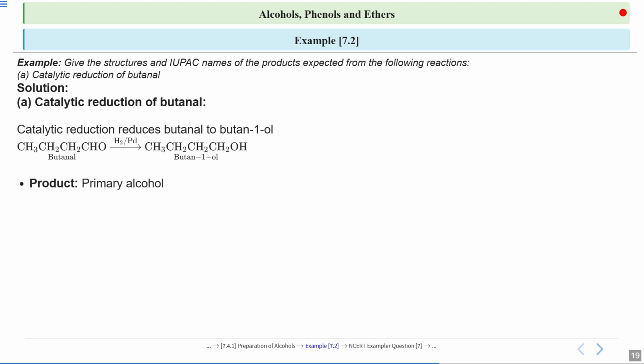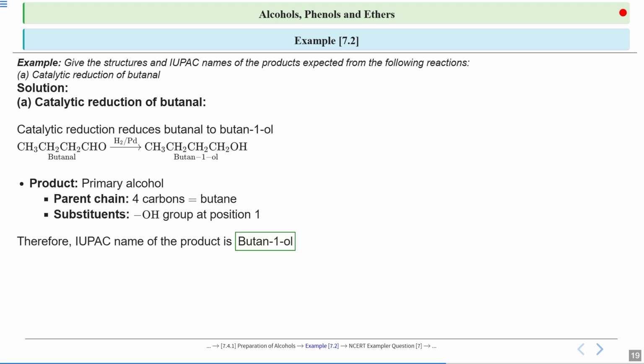The product is a primary alcohol because OH is attached to the carbon, which is attached to only one other carbon. So butan-1-ol is a primary alcohol. Also, its parent chain contains four carbons. That's why the name has butane. There is only one substituent, which is OH present at the first position carbon. Therefore, the IUPAC name of the product is butan-1-ol. The e of butane is replaced by 1-ol.